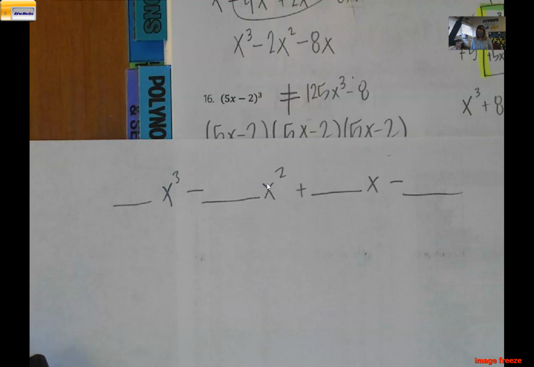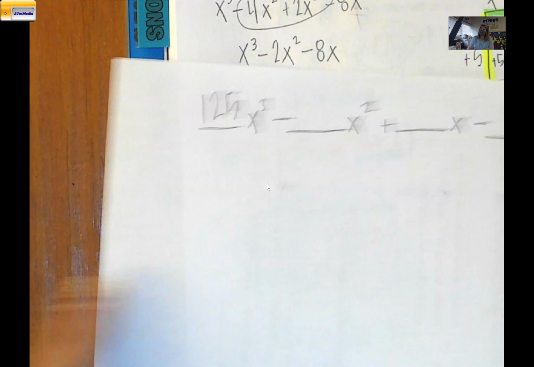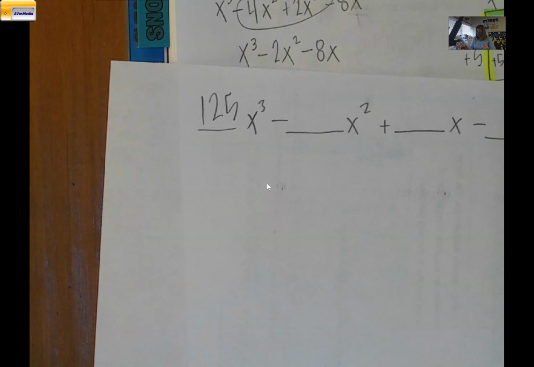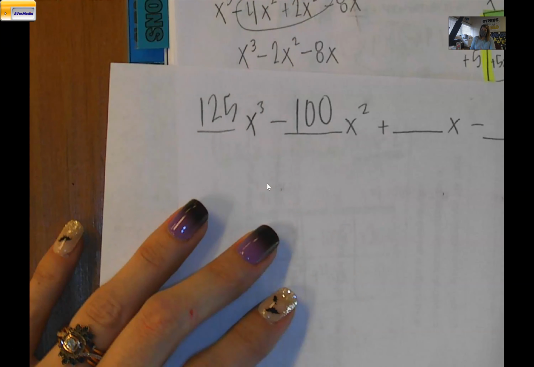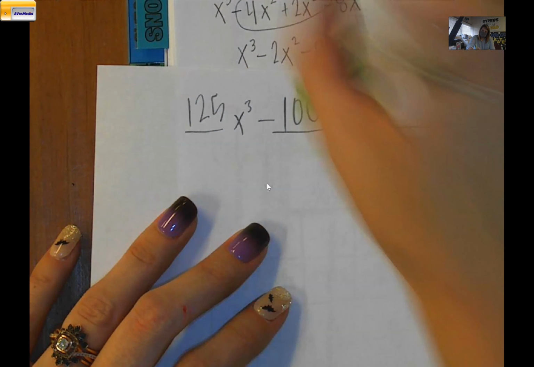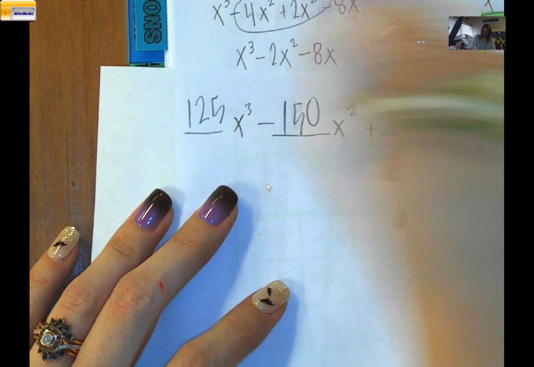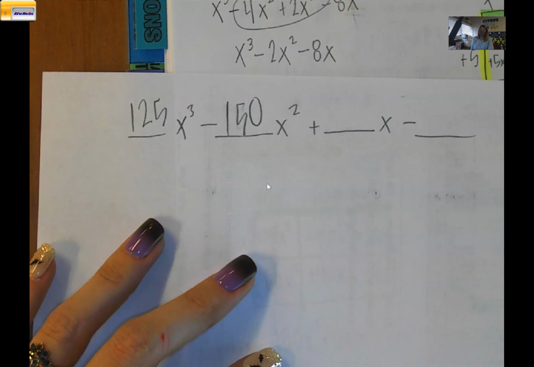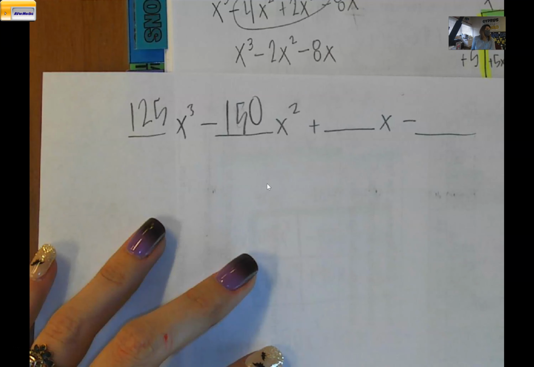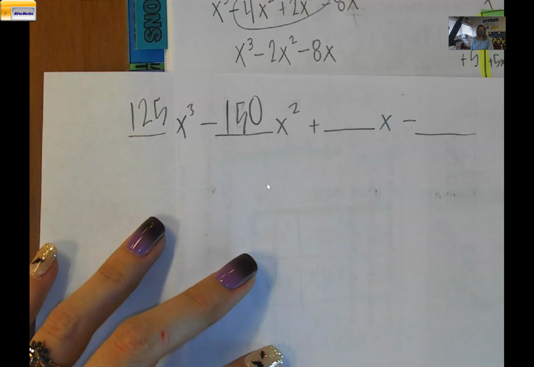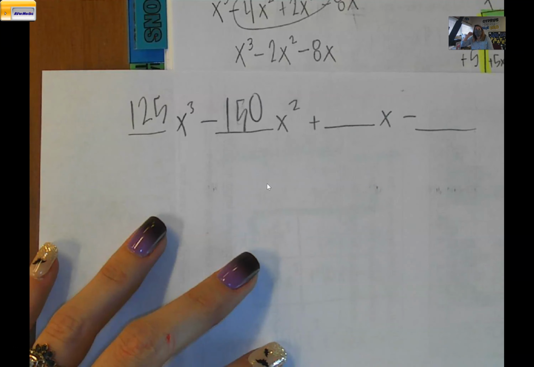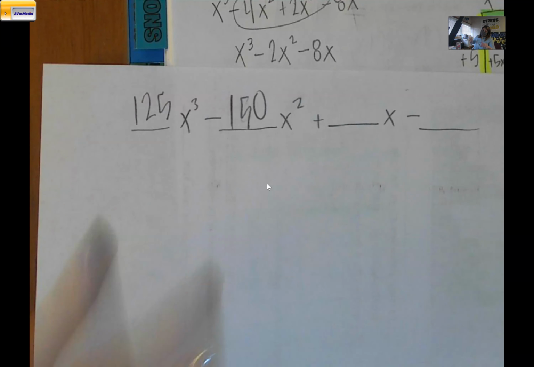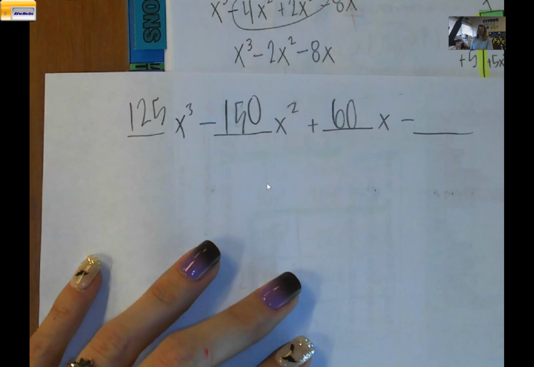Ivani, what do you think goes in the first blank? 125x. Great. 125x cubed. My next term is a negative. Cheyenne, what did you get for the x squared? Okay. Did you guys get 150? Yeah. Sarah, what did you get for the x term? Say one more time. 580? I just can't hear you, babe. Oh my hell, Sarah. 60? Is that what you guys got?